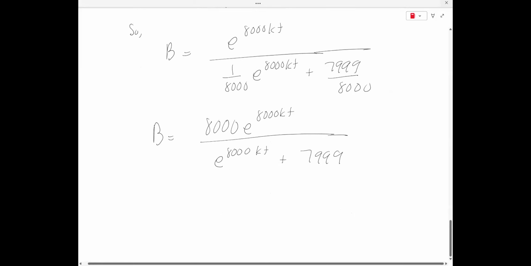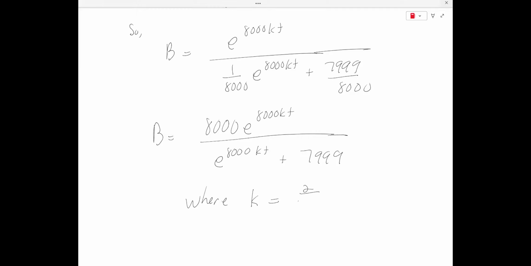Where, remember k in the beginning, where k is equal to, what was k? k was 2 over, was it 2 over 7,999 or something like that? I think that was the k, in the beginning of the whole thing.